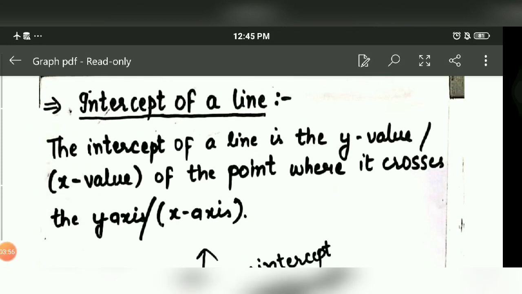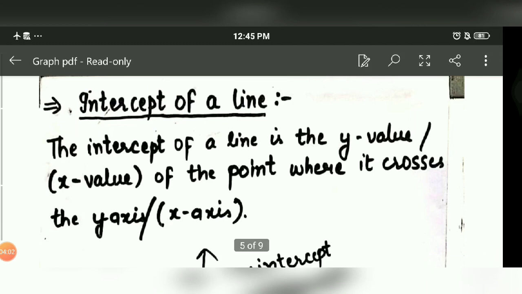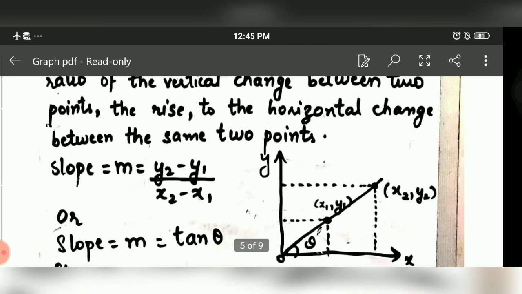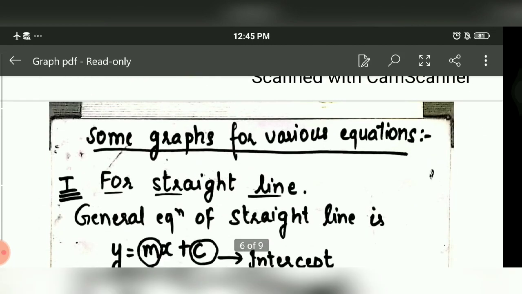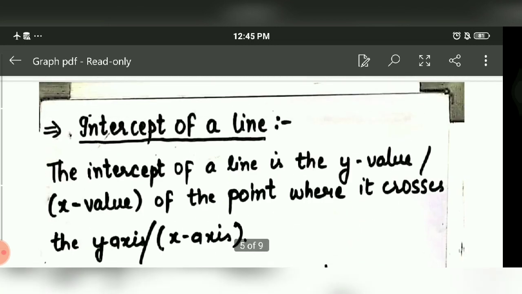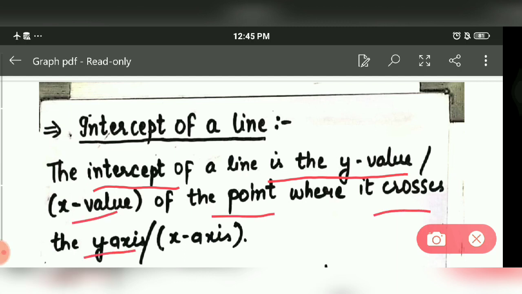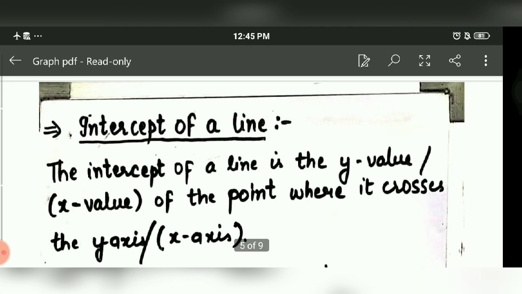We are going to define what? Intercept of a line and slope of a line. Intercept and slope. Then we discuss some various graphs. First of all, intercept. What is an intercept? The intercept of a line is the y value or x value of the point where it crosses the y-axis or x-axis. Let us describe it in detail.